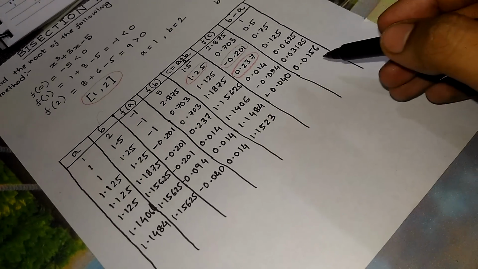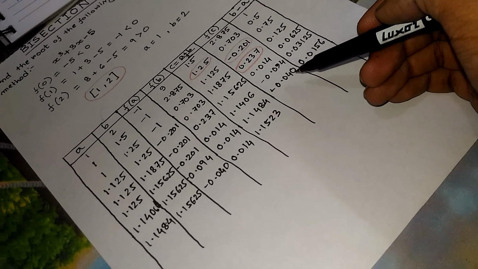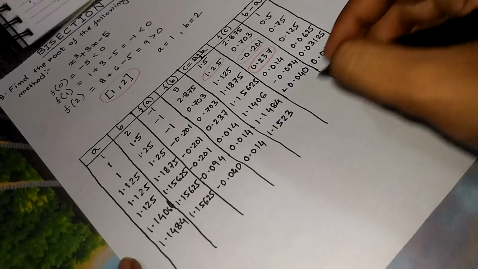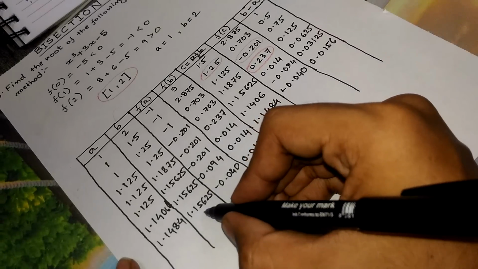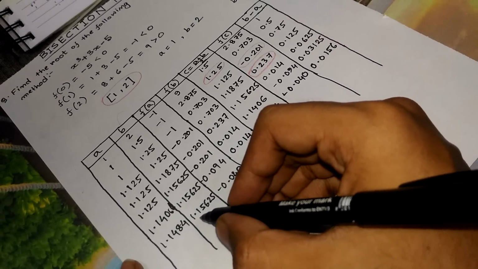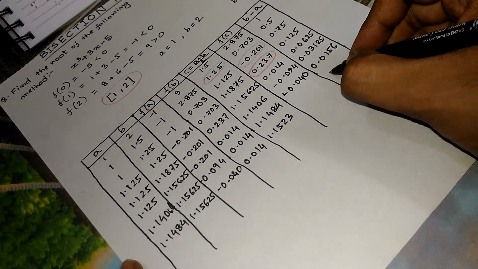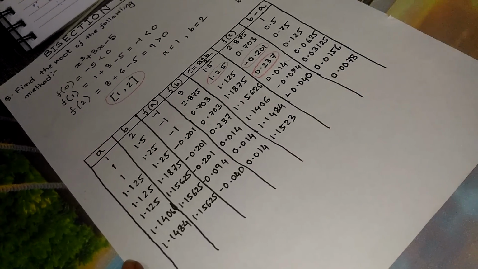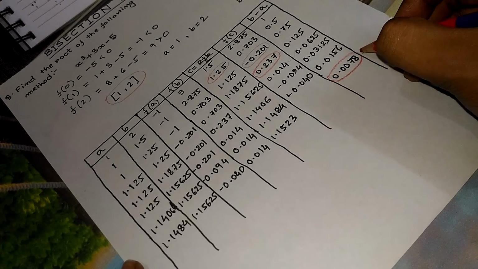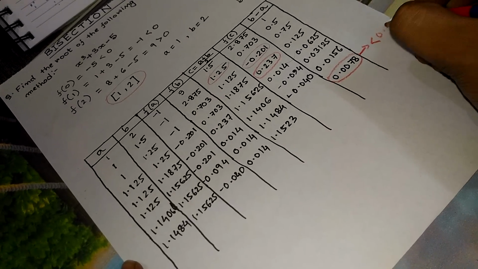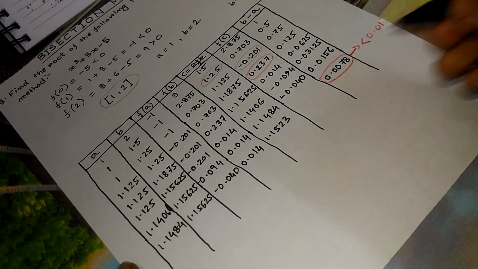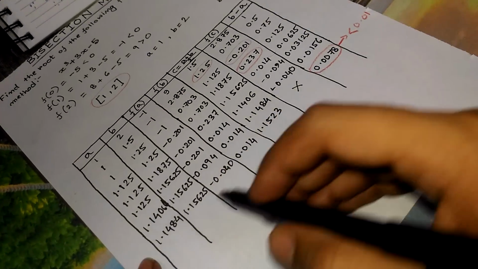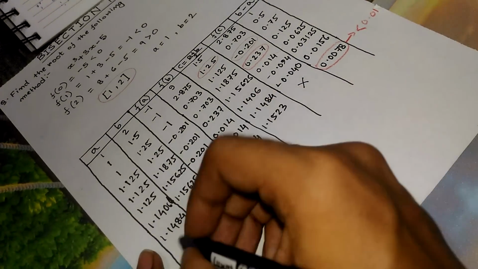Now before calculating f of c, we should calculate b minus a. Now b minus a here is 1.15625 minus 1.1484, that is 0.0078. Now 0.0078 is less than 0.01. So we need not calculate this one, that is f of c, or carry on with the further iterations. We will stop here.